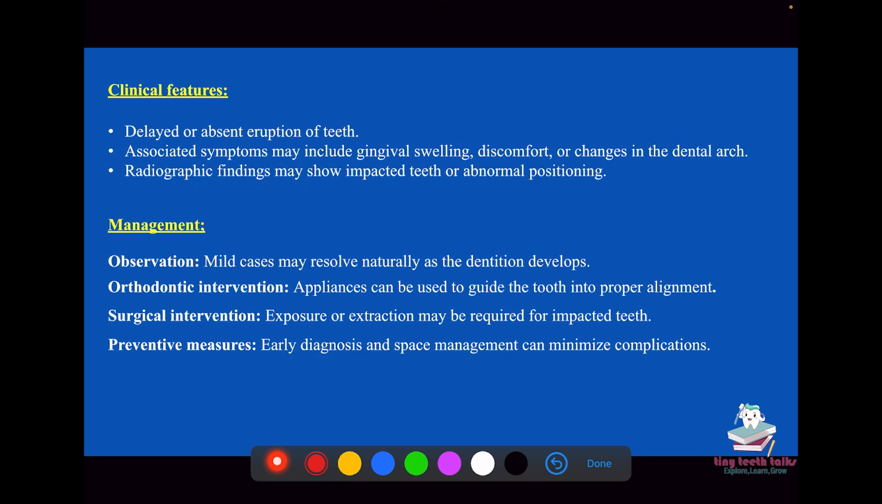Clinical features: delay or absence of eruption of teeth. Associated symptoms may include gingival swelling, discomfort, or changes in the dental arch. Radiographic findings may show impacted teeth or abnormal positioning. Management: observation. Mild cases may resolve naturally as the dentition develops. Orthodontic interventions: appliances can be used to guide the tooth into proper alignment. Surgical interventions: exposure or extraction may be required for impacted teeth. Preventive measures: early diagnosis and space management can minimize complications.